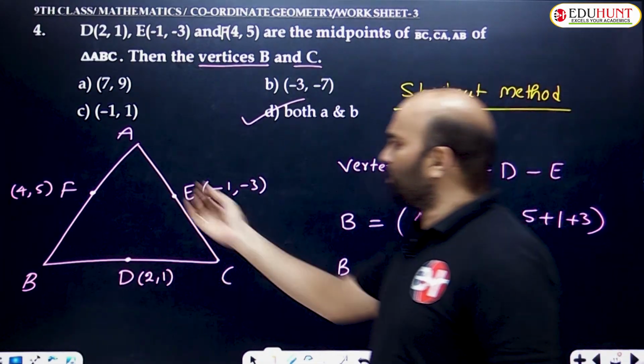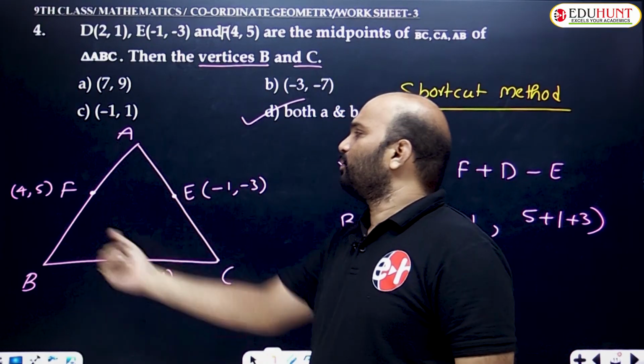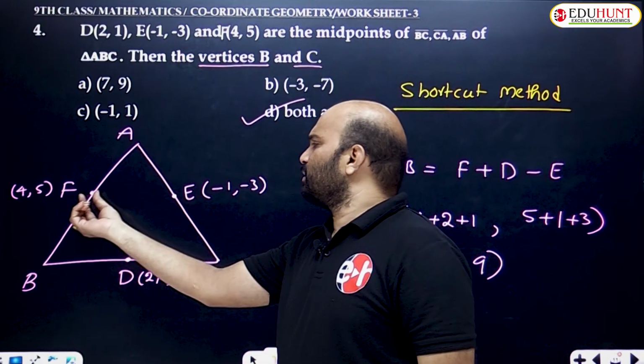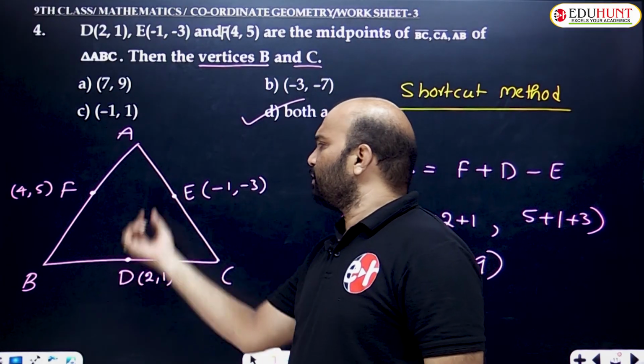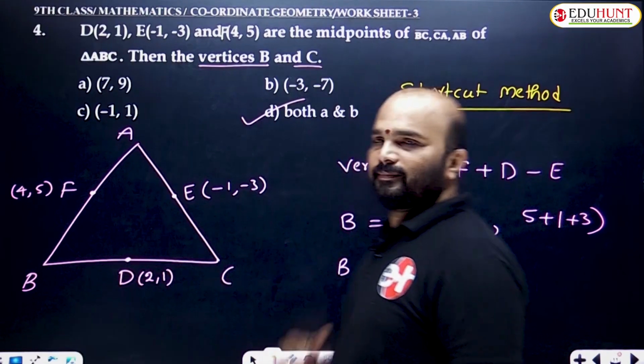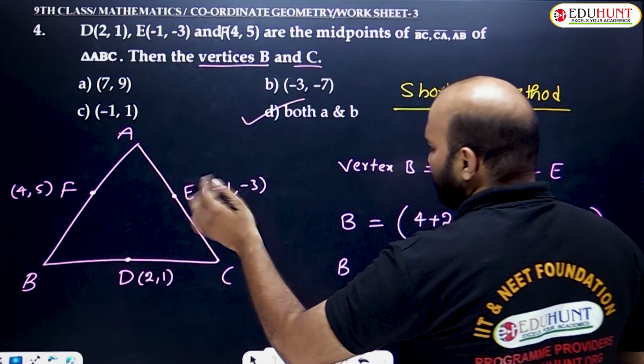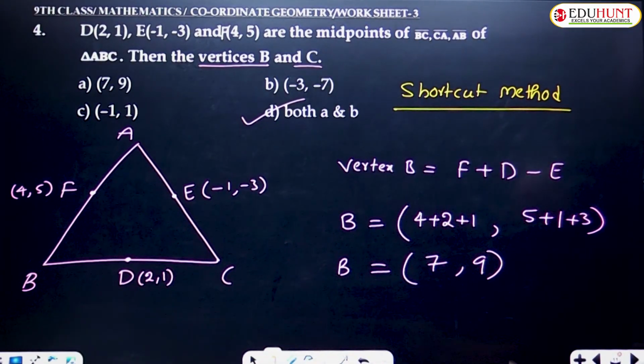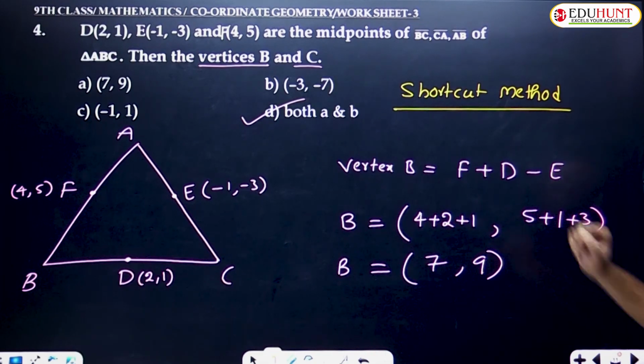But if the question asks for the A coordinates, the medians of A should be added and the opposite median subtracted from the remaining two. So what is the formula? F plus E minus D. So we can verify the X coordinates and Y coordinates, and you will get the direct answer. Am I clear? This is the best method.